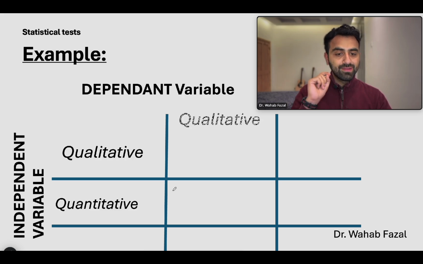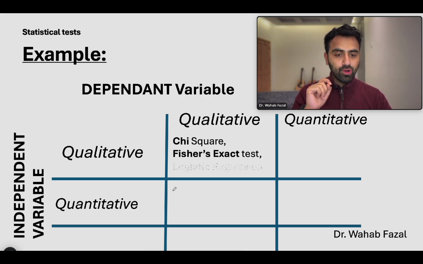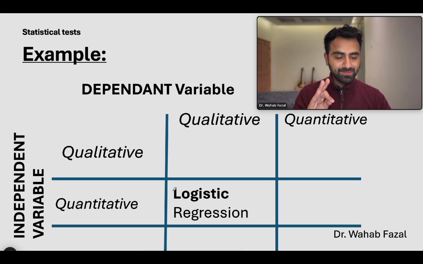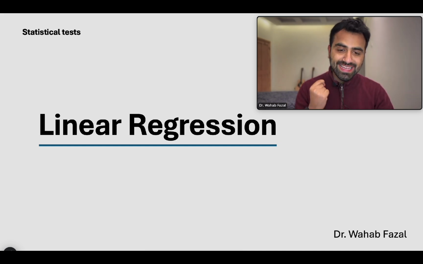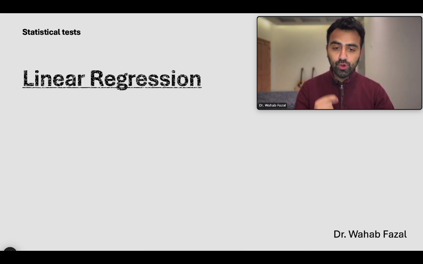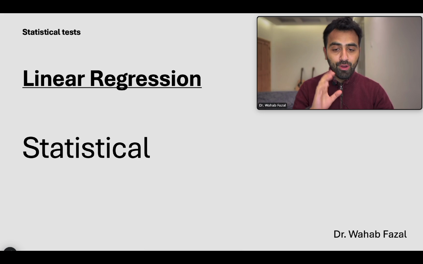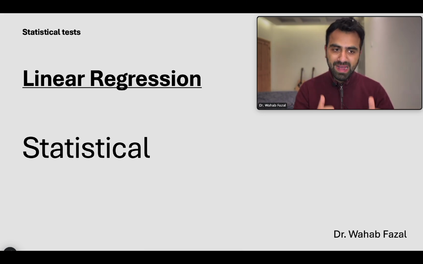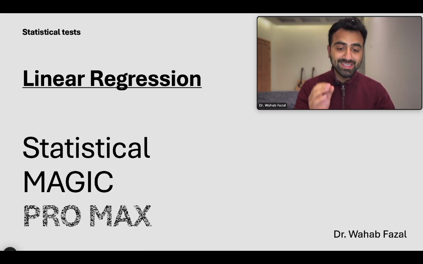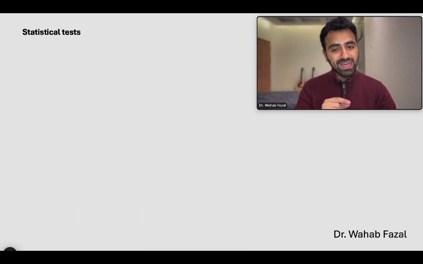So again, our chart, we talked about all of these different types of tests. We talked about T-test, ANOVA, and then finally linear regression. So what is exactly linear regression? Let's understand it with the help of an example. But firstly, I told you logistic regression was statistical magic. Well, linear regression is statistical magic pro max. Why is that?